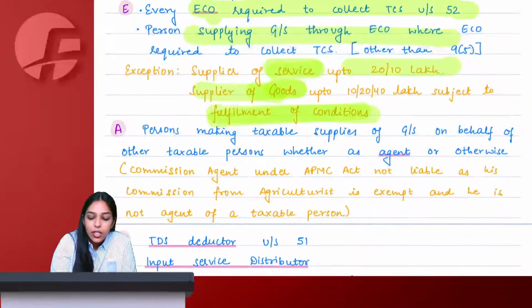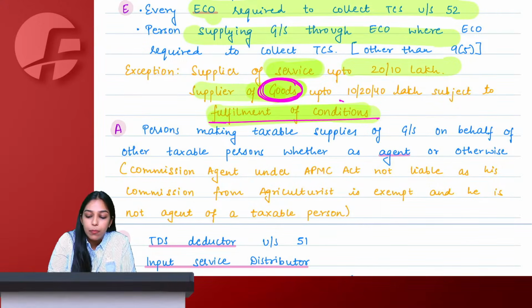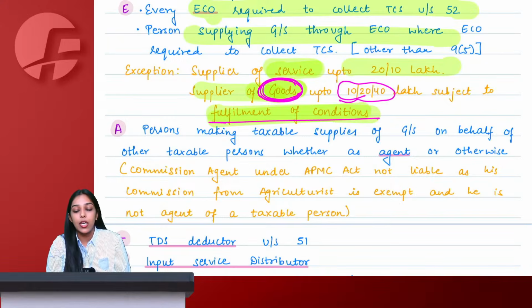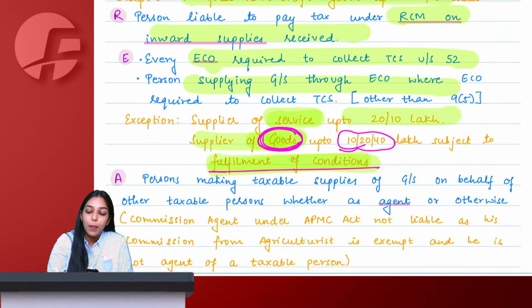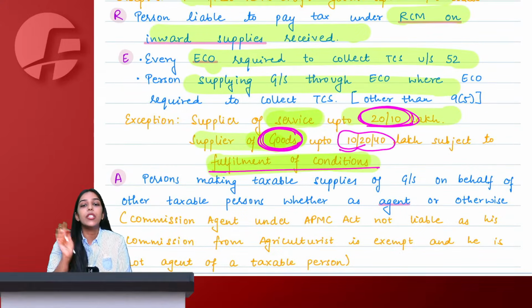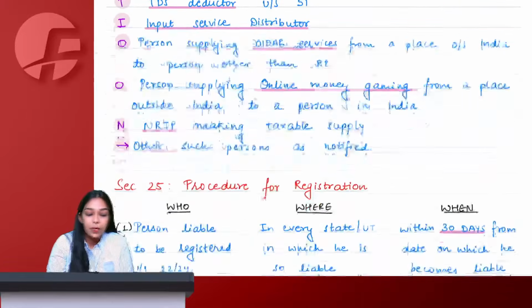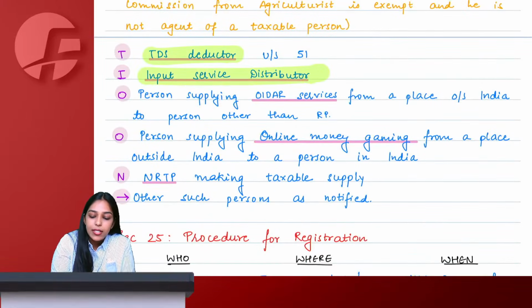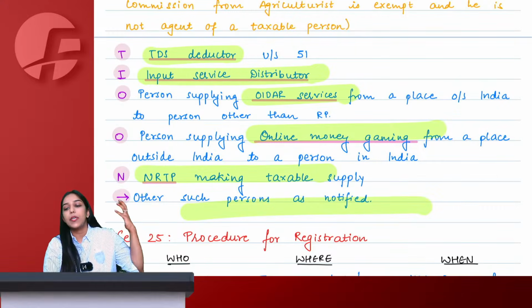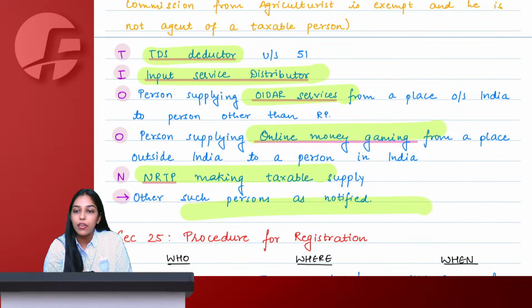So if I fulfill all these conditions, then as a supplier of goods, there is no need to take registration up to 10, 20, 40 lakh. But for services, there is absolutely no condition. A service provider can supply through an e-commerce operator up to 10-20 lakh without taking registration. The exceptions are: an agent making taxable supplies on behalf of a taxable person, TDS deductor, ISD, OID, AR, online money gaming, NRTP, and any other person as the government may notify.